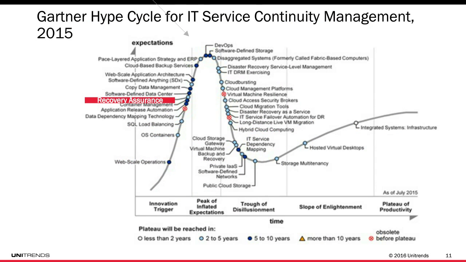Recovery assurance is not something that is solely a Unitrends technology area. It's something that Gartner is actually tracking. What I'm showing right now is the Gartner hype cycle for IT service continuity management for this year. And you can see recovery assurance is something that is quickly moving up the hype cycle. It's something that Gartner's tracking closely because they also believe that this is an emerging technology that can help IT do more and have more confidence in their environment than what has previously been possible.